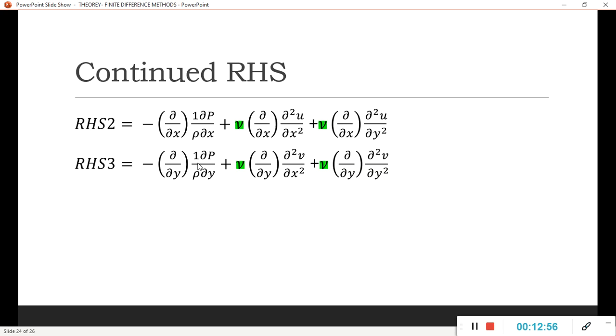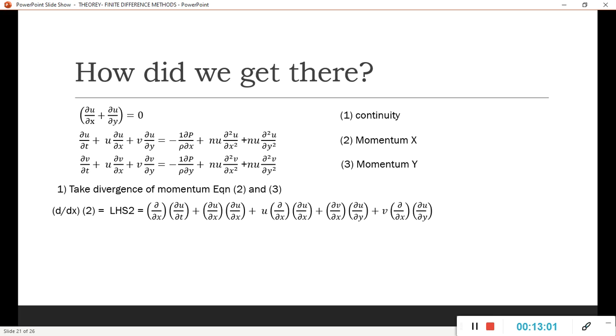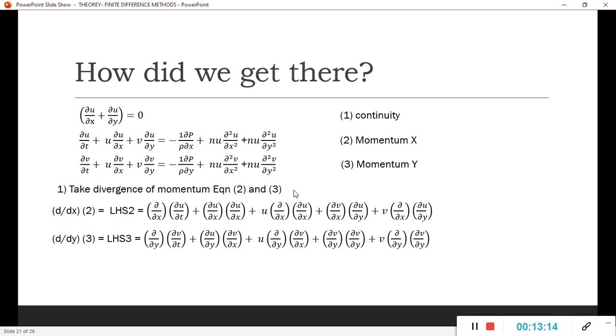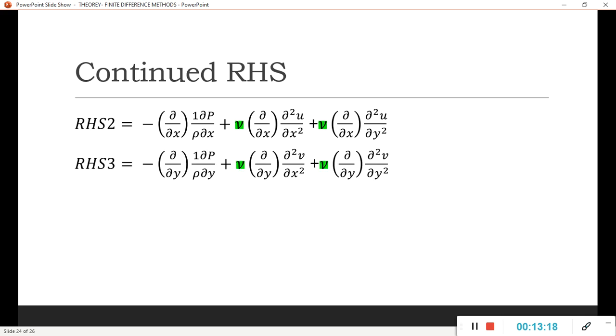So let's actually go back there and just visualize this before we move forward. What I'm talking about, we've done the left hand side for equation 2 and equation 3, and now we are moving on to the right hand side. Upon taking the divergence operator, because we just can't take the divergence of the left hand side and stop there, we need to do similar for everything else.